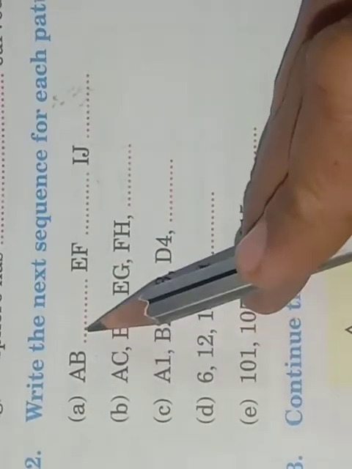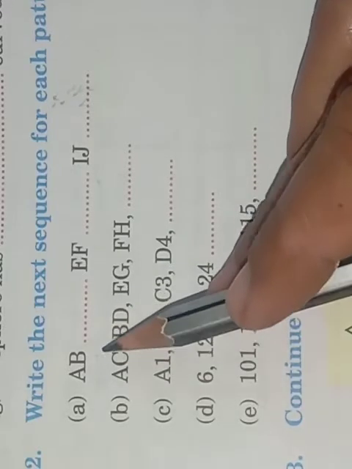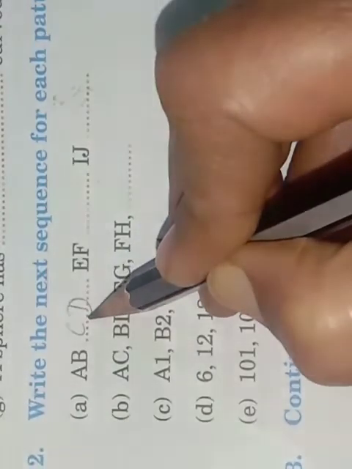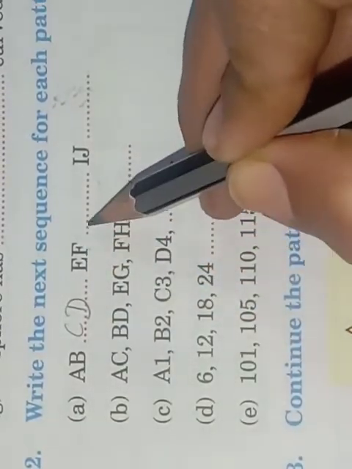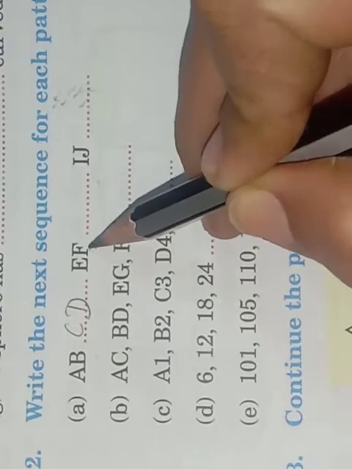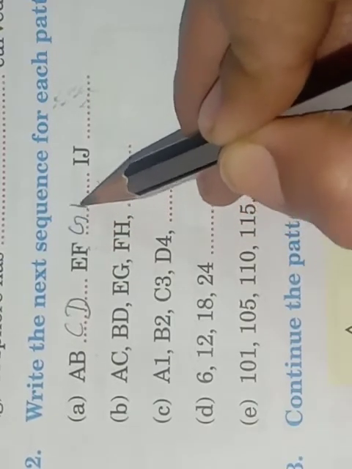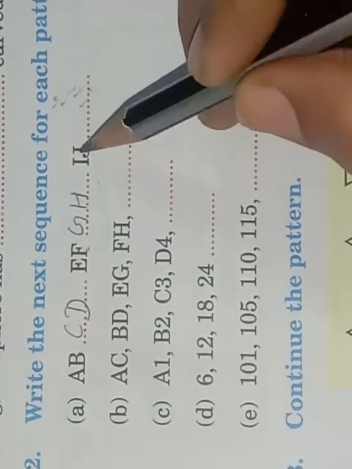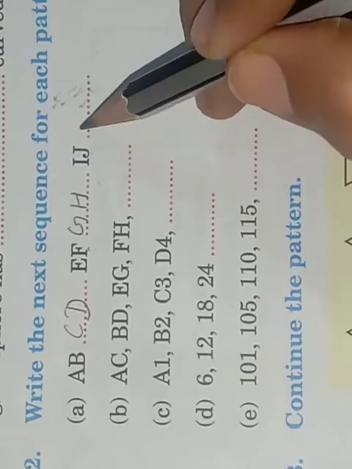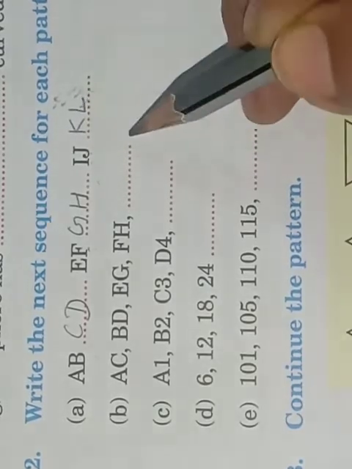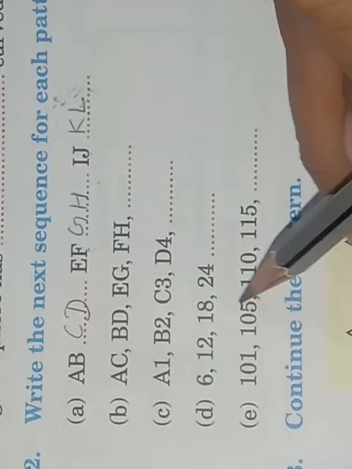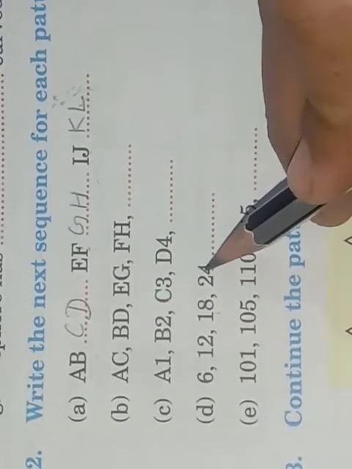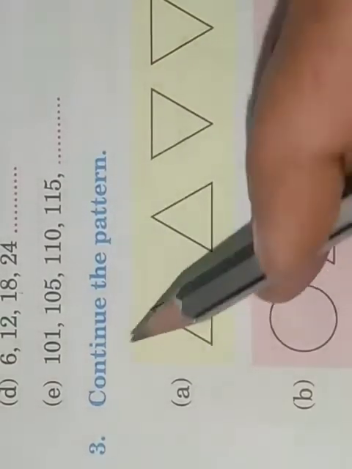Here AB, after AB we can write CD in capital letters. Then EF, after EF I can write GH. Then IJ is written, then we have to write IJKL. Like this you have to complete these patterns of question number 2. Understood? Do it yourself.